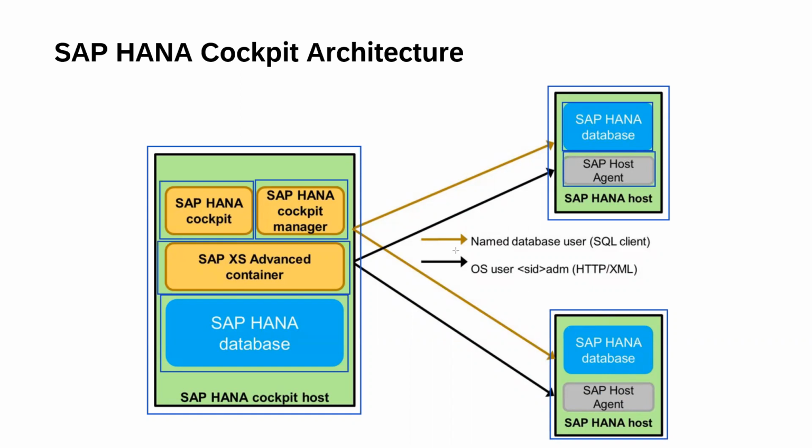Now HANA Cockpit communicates with your host or managed system through two communication methods, two interfaces. One is through running SQL queries, and the second is through HTTP and XML from the OS. That is executed through the SIDADM user, and obviously the SQL client will be executed by the system user. Is that clear?